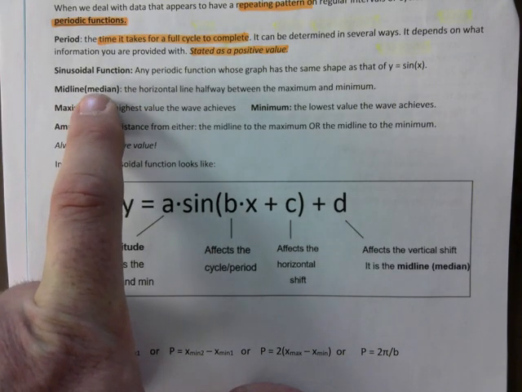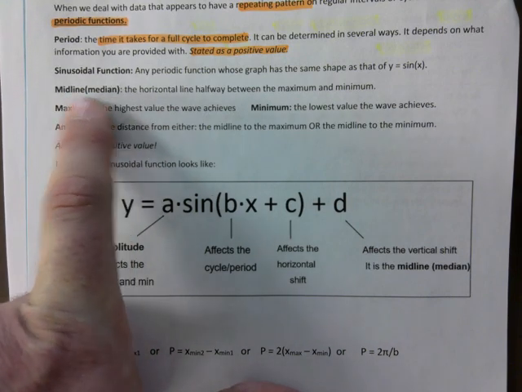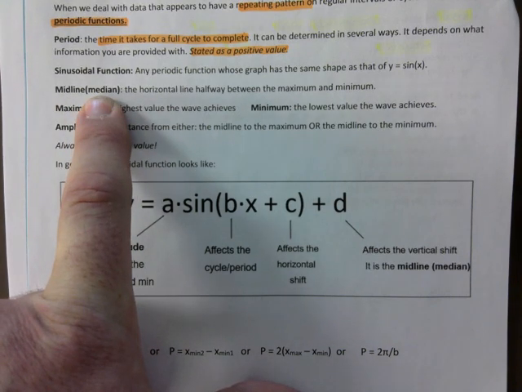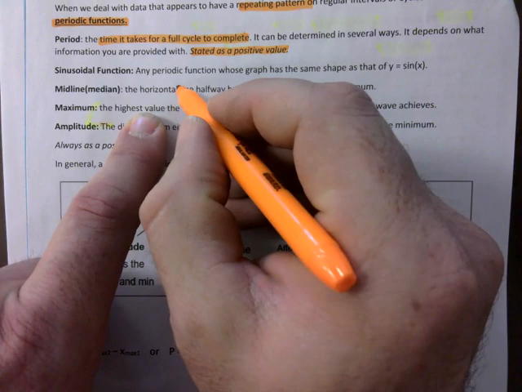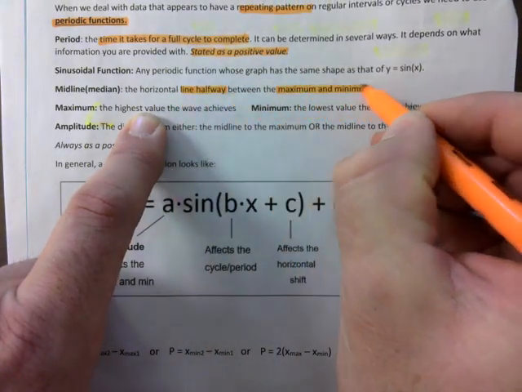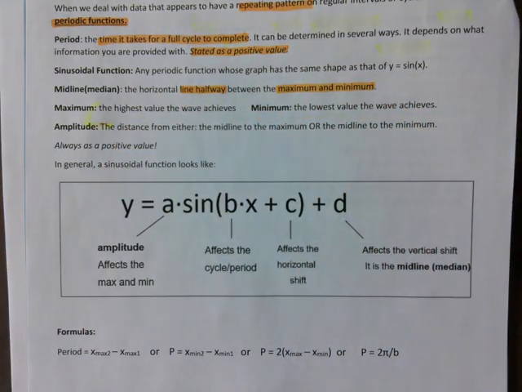Midline is also known as the median. You need to make sure you understand that. I don't know if you remember median from stats in grade 11 applied. Half of the values are above, half of the values are below, and that's what median is. The midline is the horizontal line halfway between the maximum and minimum. That's what that is.